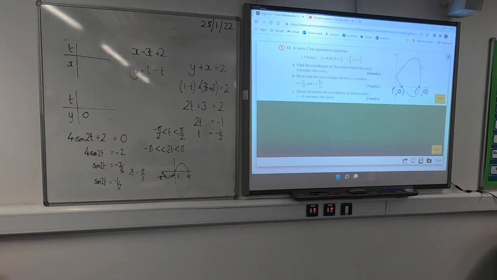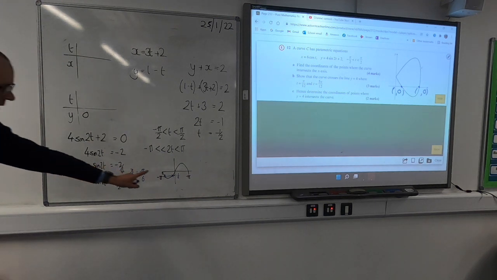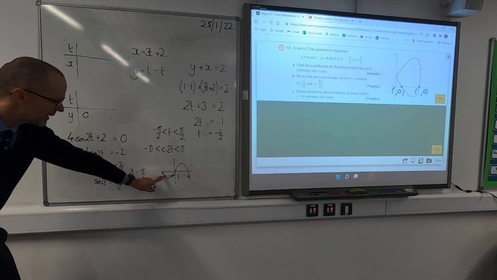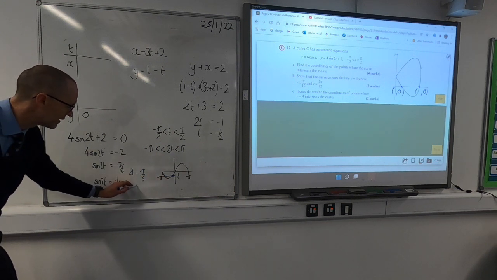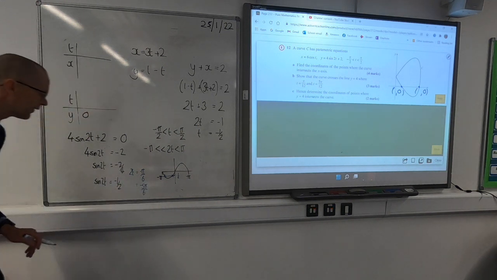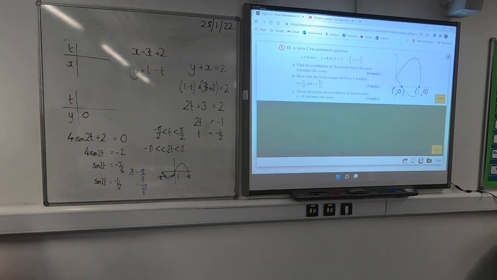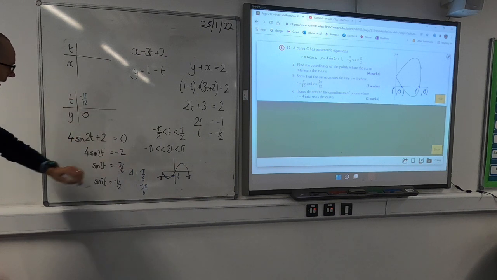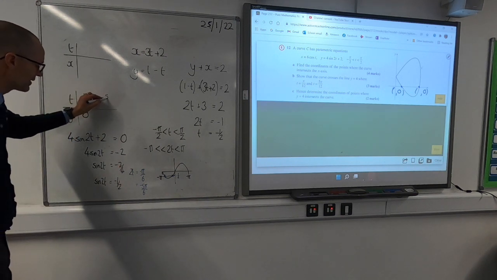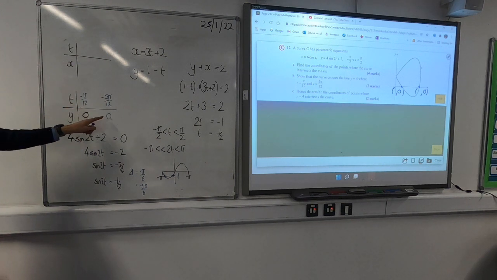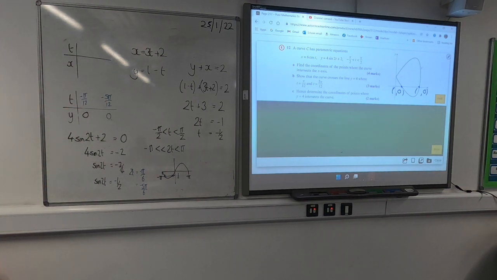So I'm hoping you get minus pi over 6, which is the first solution, and then this solution will be the same distance before minus pi, so that's minus 5/6 of pi. So those are my two values for 2t. So t will be minus pi over 12, half of that, and minus 5 pi over 12. Those are the two values of t that make y equal zero.